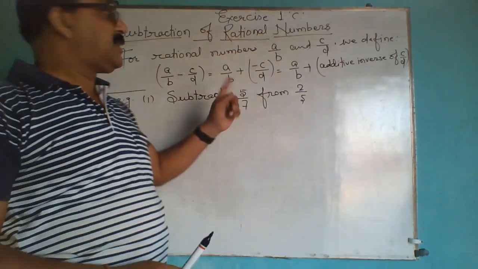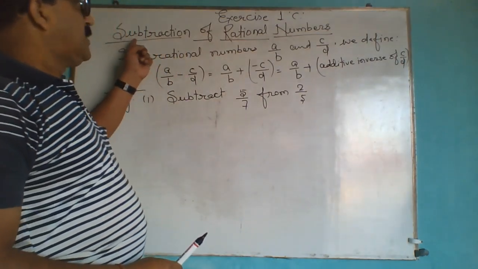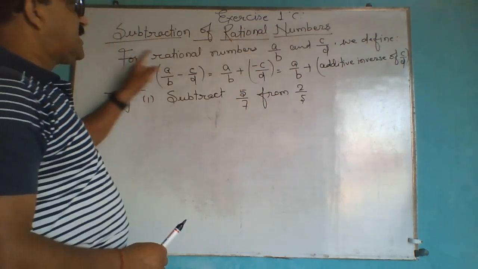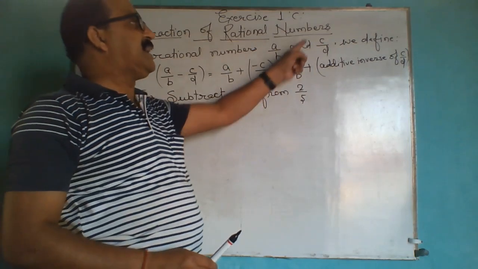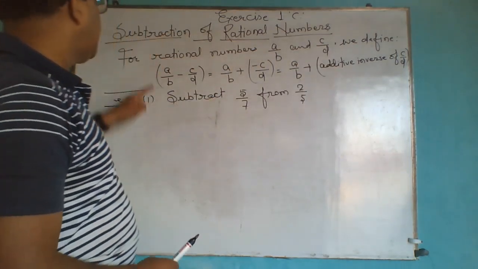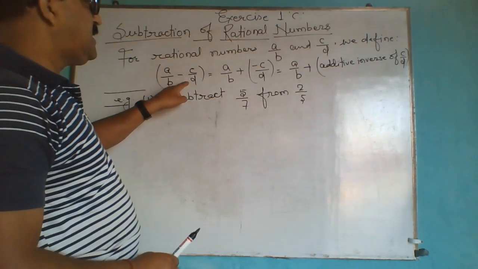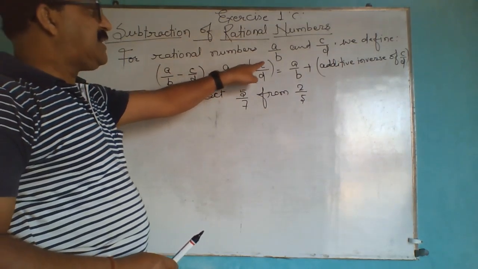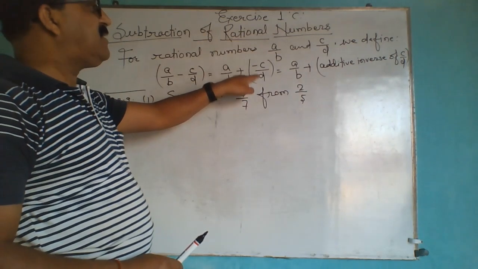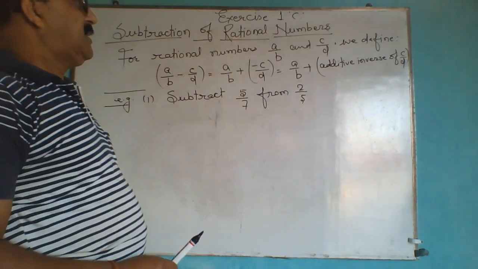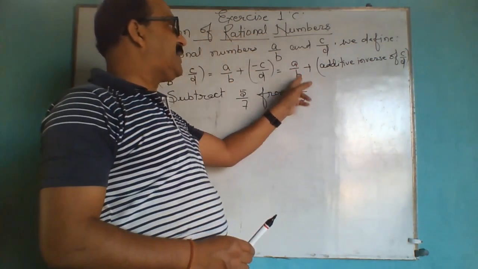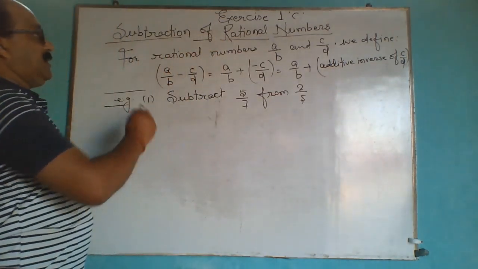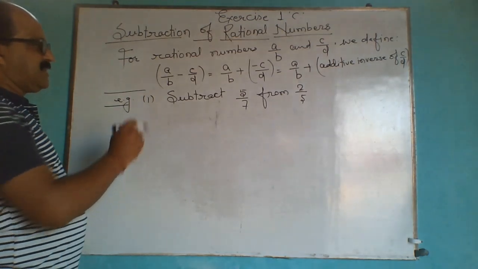The last property of rational numbers, subtraction of rational numbers. For rational numbers a by b and c by d, we define a by b minus c by d is equal to a by b plus minus c by d. It means the additive inverse of c by d. Here we can write it as a by b plus the additive inverse of c by d. For this property, one example is given here.